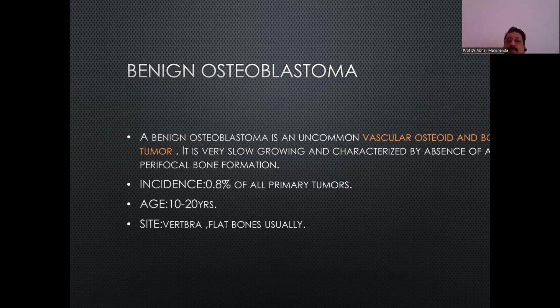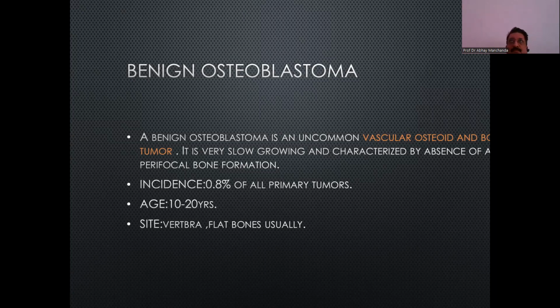The other common benign tumor is osteoblastoma. A benign osteoblastoma is an uncommon vascularized osteoid tumor which is very slow growing and characterized by absence of any abnormal periosteal perifocal bone formation. Incidence is 0.8% of all primary bone tumors.